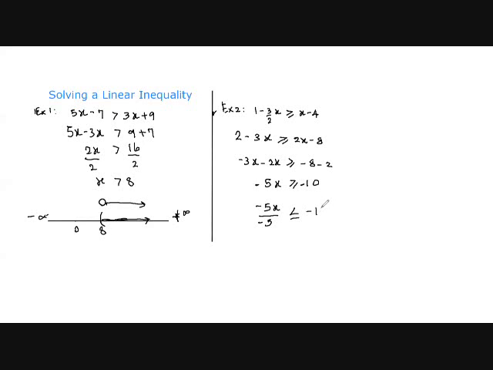So you have negative 10 over negative 5. Minus becomes plus, 5 cancels, and you are left with x, less than or equal to 2. Okay, so you will have x. The solution set is all real numbers that are less than or equal to 2.